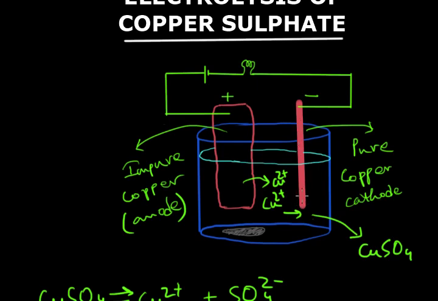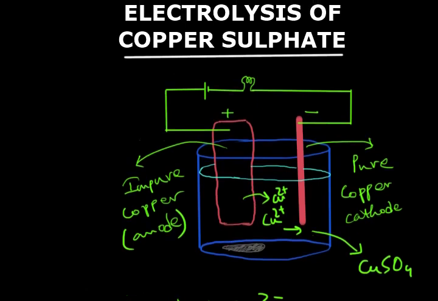In this process, what happens? From impure copper we can retrieve the pure copper, and the copper mud is accumulated beneath the impure copper anode and this is the impurity which is left. So this is what happens in the electrolysis of copper sulfate solution.